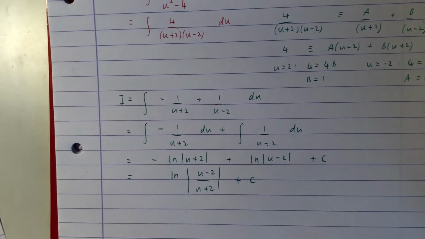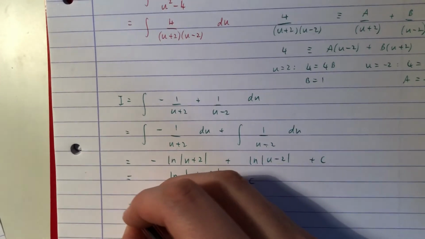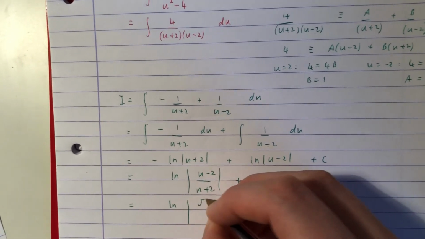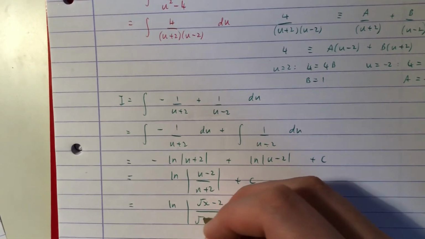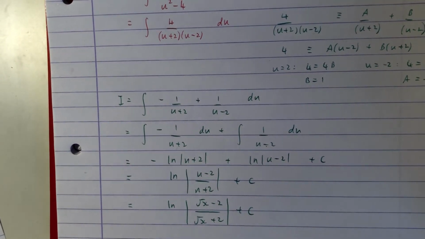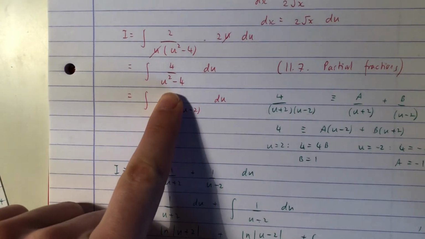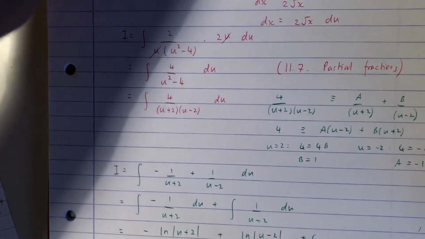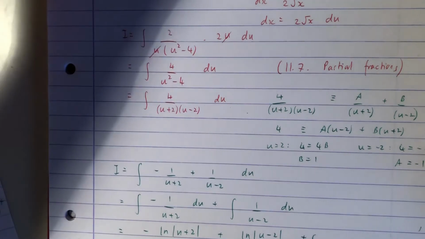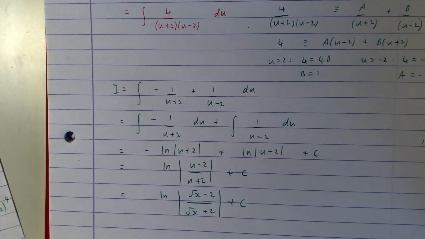And if you want your answer in terms of x, remember u is equal to root x, so this would be the same as ln of root x minus 2 over root x plus 2, plus c, and that would be it. So I wouldn't really worry too much about this one. As long as you could get to that step there, you're fine. You'll be taught how to do this next step in a future lesson, but that's how you would do it properly. What I did in green there is the correct method. But yeah, that's going to be taught in 11.7.